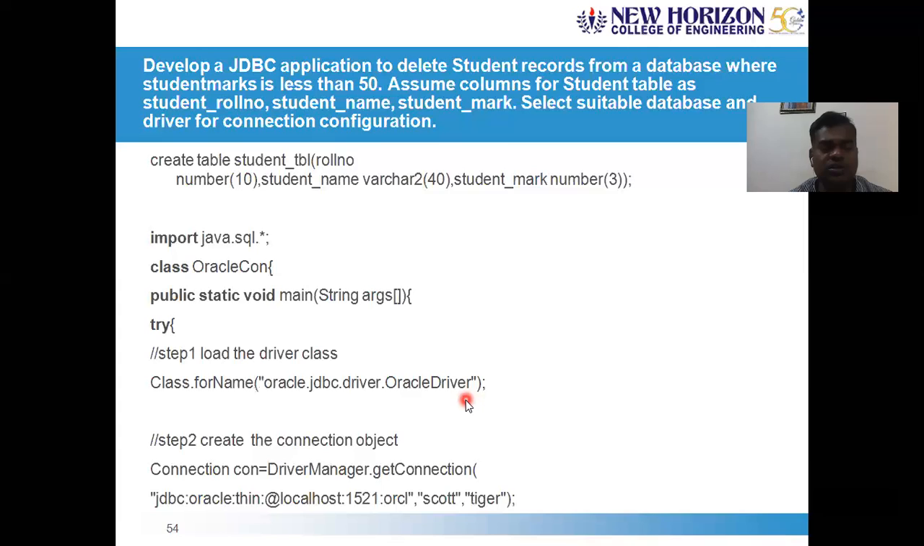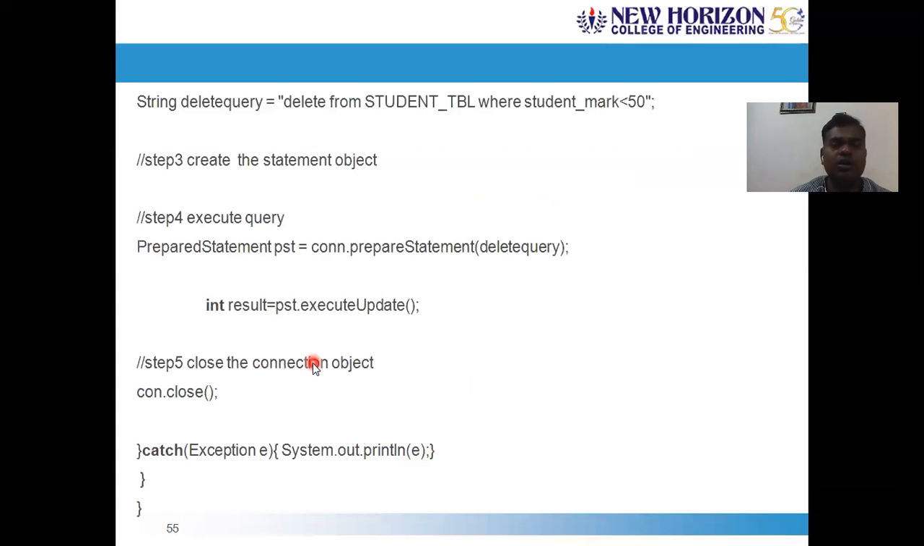Next, create a connection. DriverManager.getConnection takes 3 arguments: URL, username, and a password. URL consists of protocol, subprotocol, and the nature of the driver at localhost, that is the place, and the port number and the type of it. So once you get the connection variable, then you prepare a query here. So prepare a query in the form of a string variable, delete query: delete from student table where student_mark less than 50. And after that, prepared statement, connection.prepareStatement of the delete query.